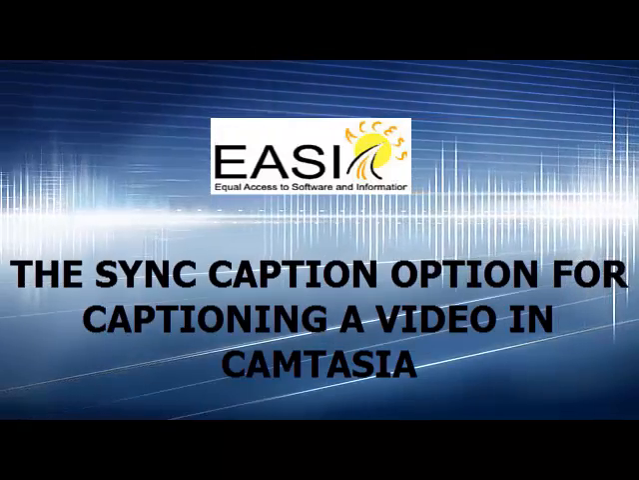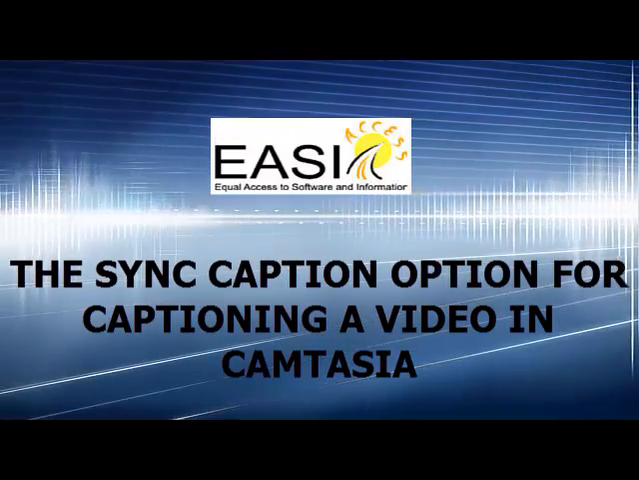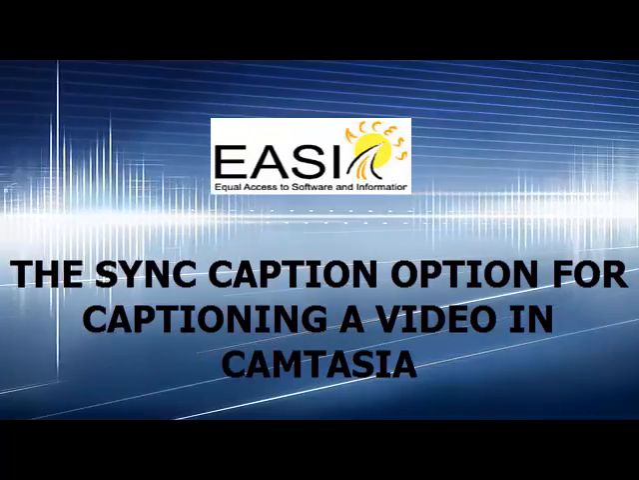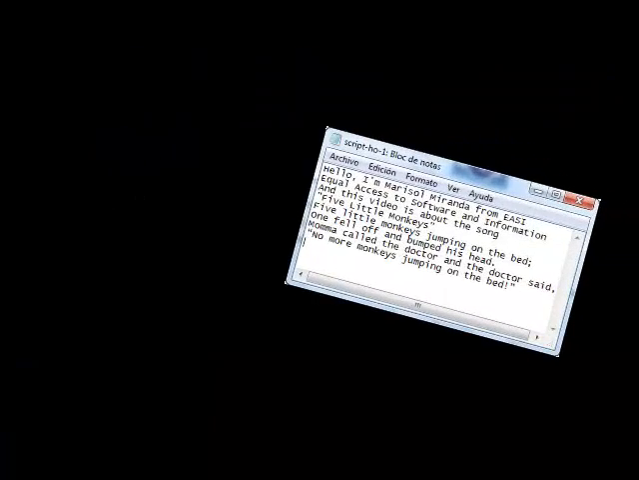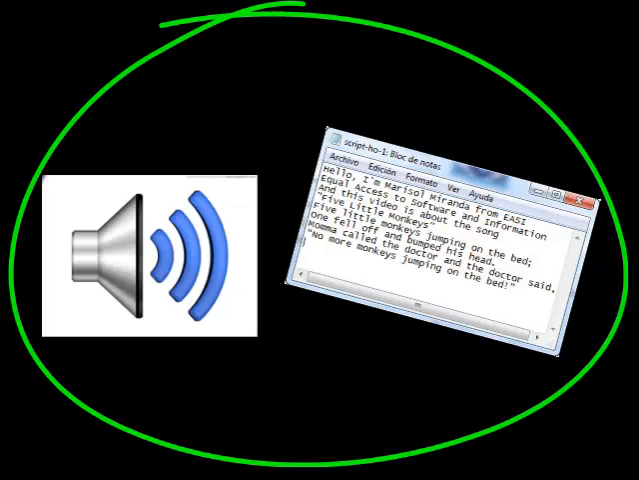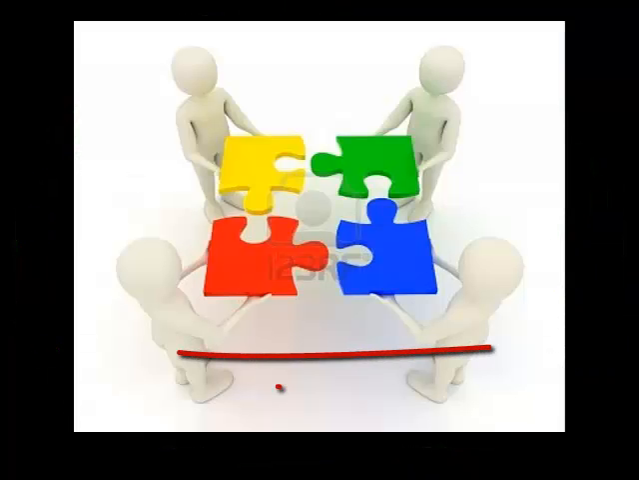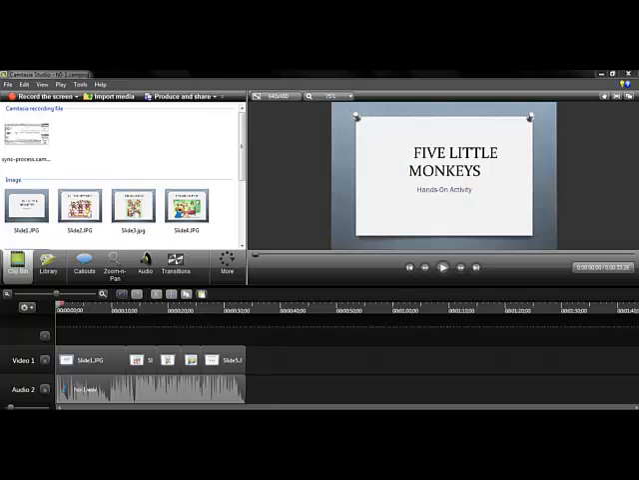In this video, I'm going to explain how to caption a video using the sync caption option on Camtasia. First, you'll need to have the transcript or script of the video. This is a text representation of what's being said in the video. I must stress that before starting with the captioning process, you must have your video assembled just the way you want it. This will make things easier for you.